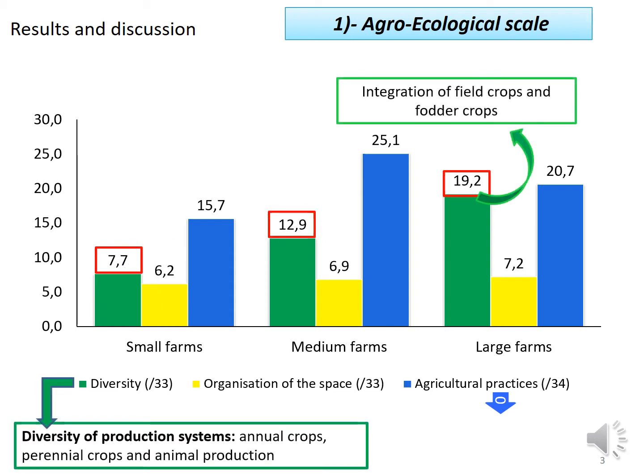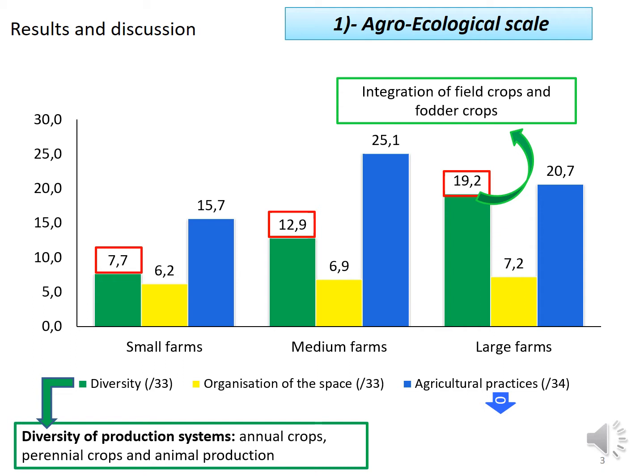As for the diversity component, the larger the farm, the more diversified the production system. Farmland size is therefore an important factor to consider in this component. Now let's move to the second component, organization of the space, colored in yellow.